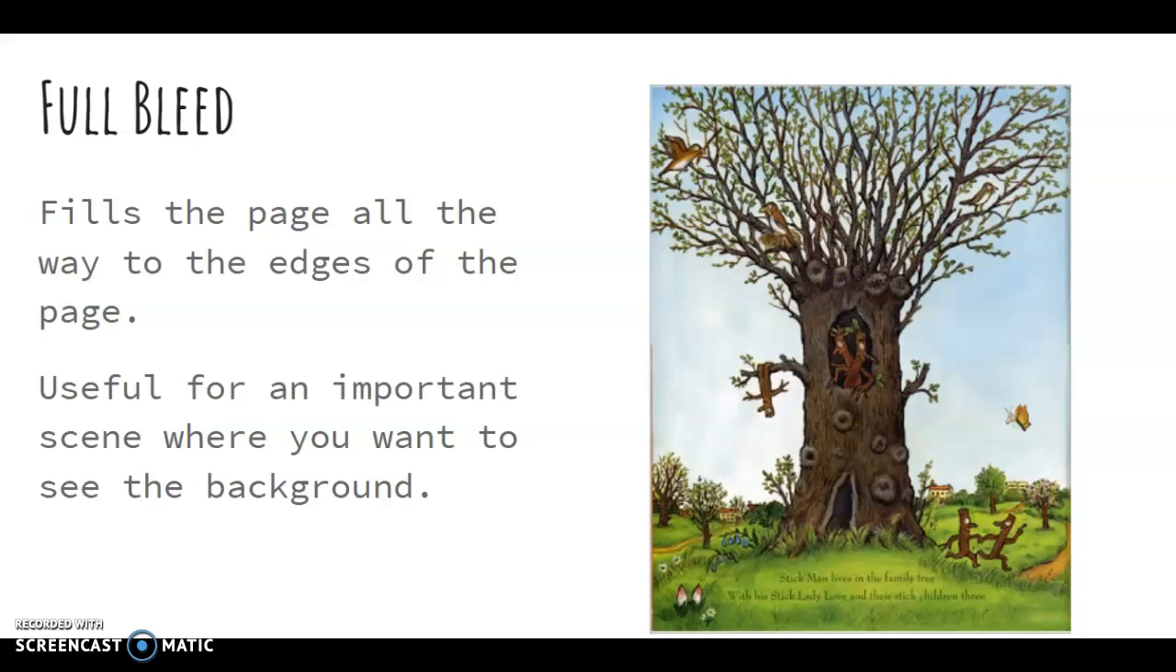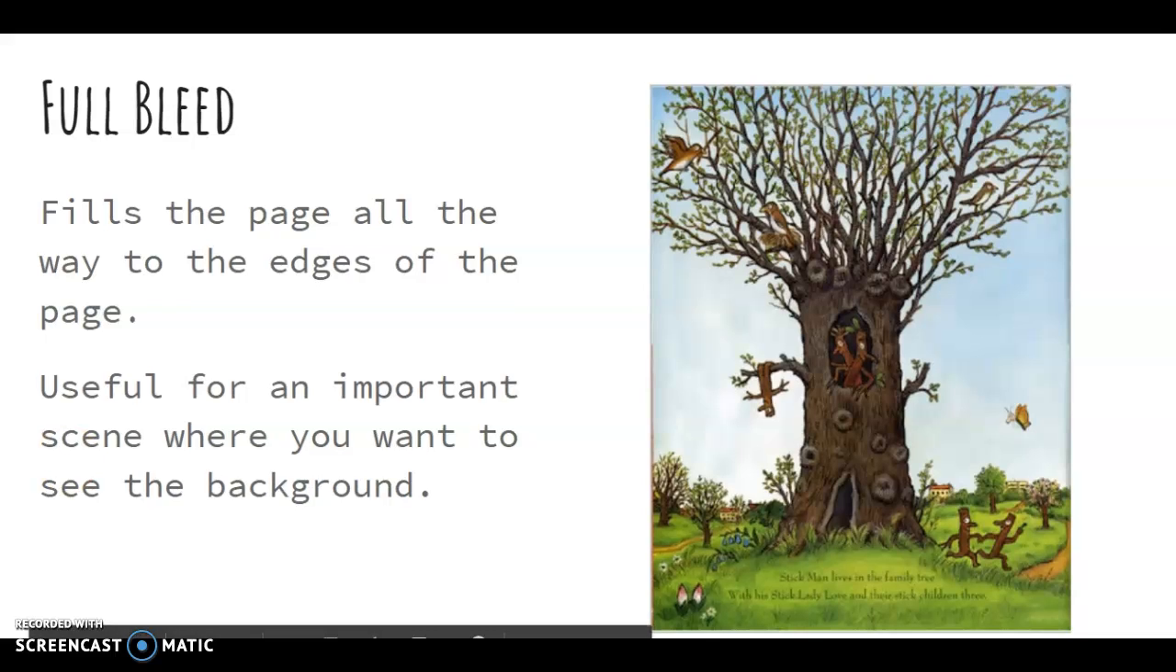It's useful for an important scene where you want to see the background. We have an example here of a full bleed illustration. You can see that the tree goes all the way to the edges of the page. The blue sky goes all the way to the edges of the page. And the text says, Stickman lives in the family tree with his stick lady love and their stick children 3. And so this is important.